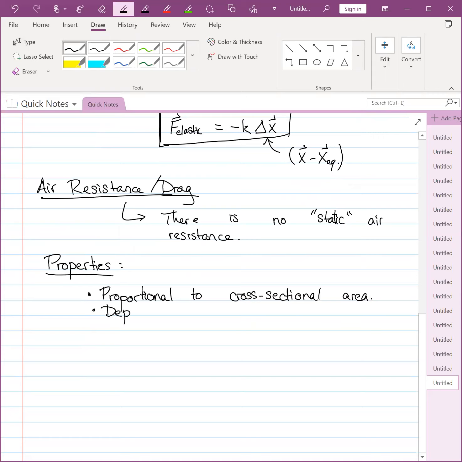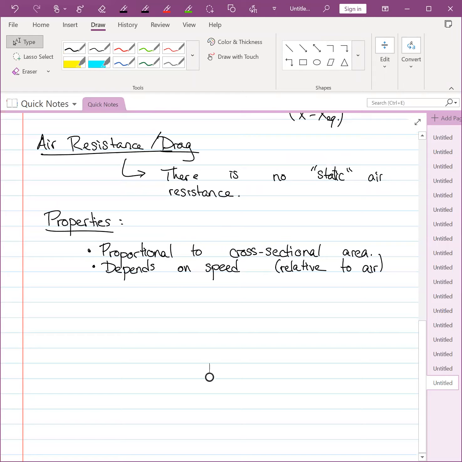Also, it depends on the speed of the object relative to the air. The reason for that is that if you're moving faster through the air, then the air molecules are bouncing off you harder. They're going to impact you with more force. And then the last point is that it depends on the density of the air.